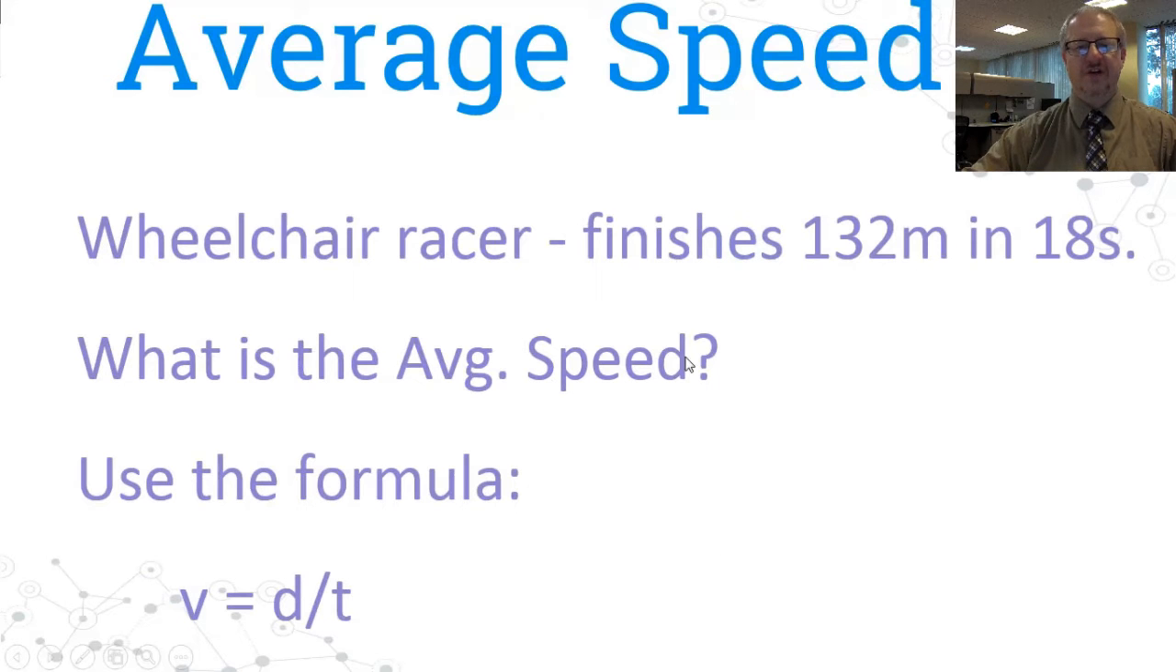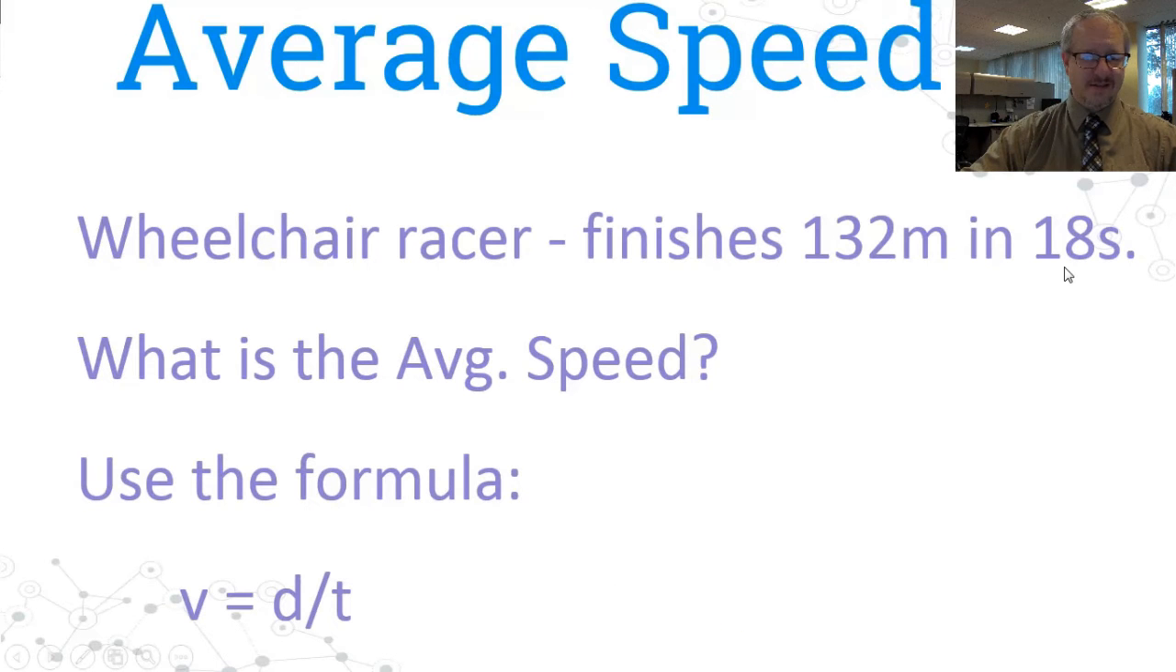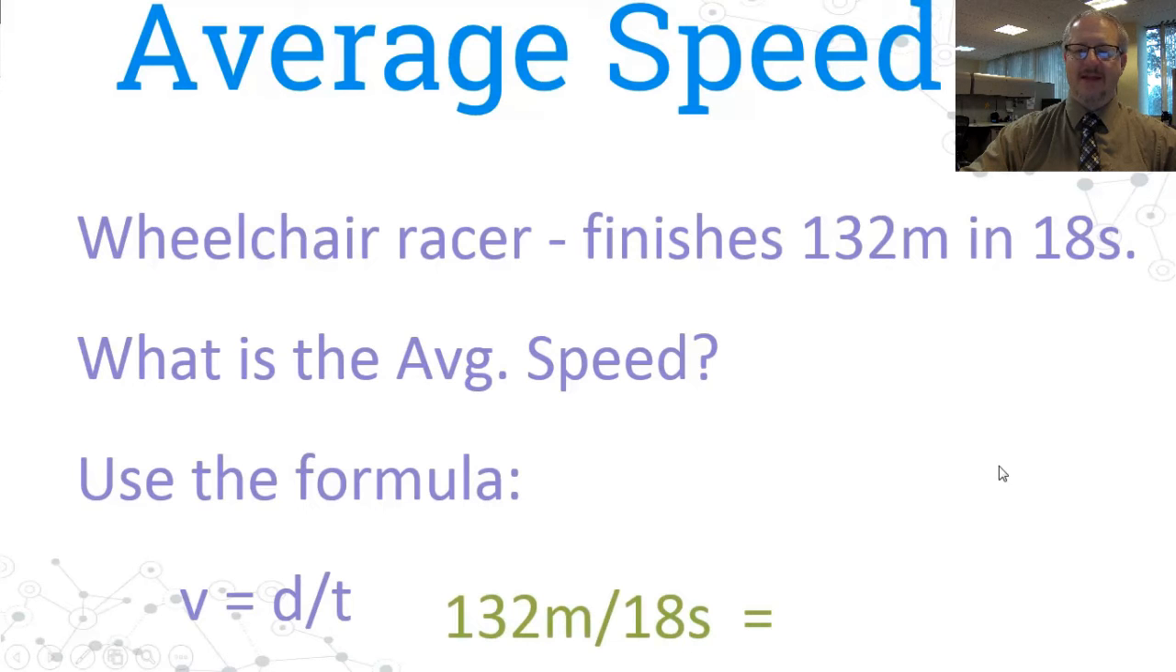If a wheelchair racer finishes 132 meters in 18 seconds, what is the average speed? We use the formula v equals distance divided by time. We take the distance, 132, and divide it by the time, which is 18 seconds. That gives us an answer of 7.3 meters per second. This example is in your worksheet, so you now have the answer to that. But it's also already in there for you anyway.